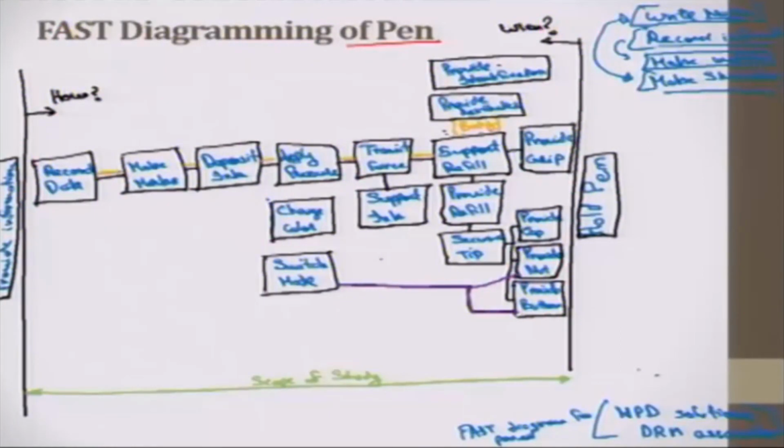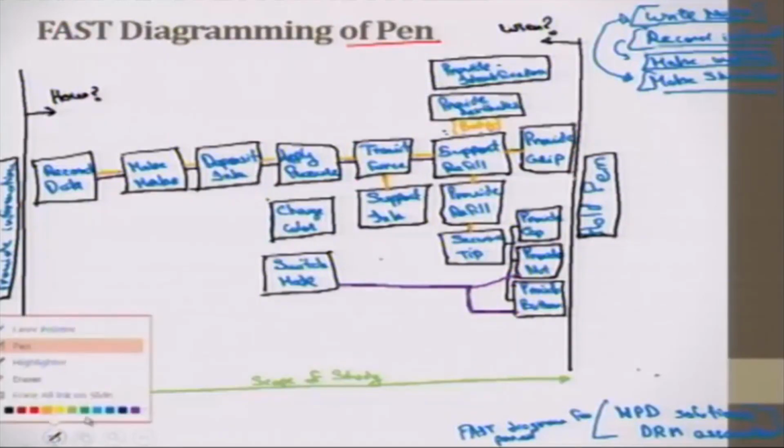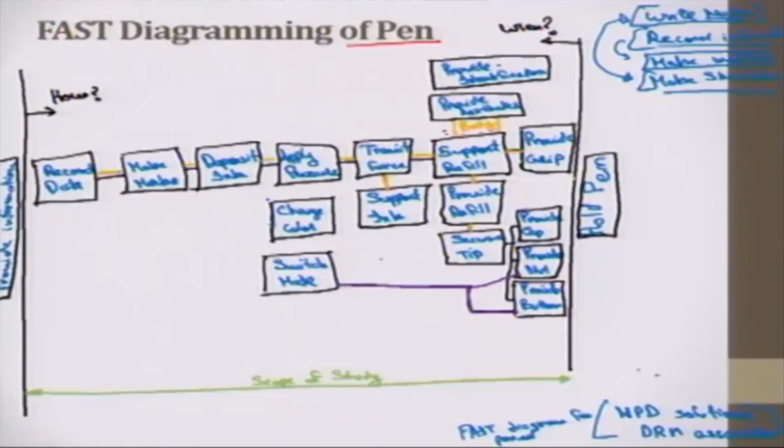Critical path means it has all the basic functions. This should also come in the critical path. So I think this support ink is also required. Provide refill, secure tip, choose any one of these parts, and this would be connected here. So I am going in the other direction now, changing color.